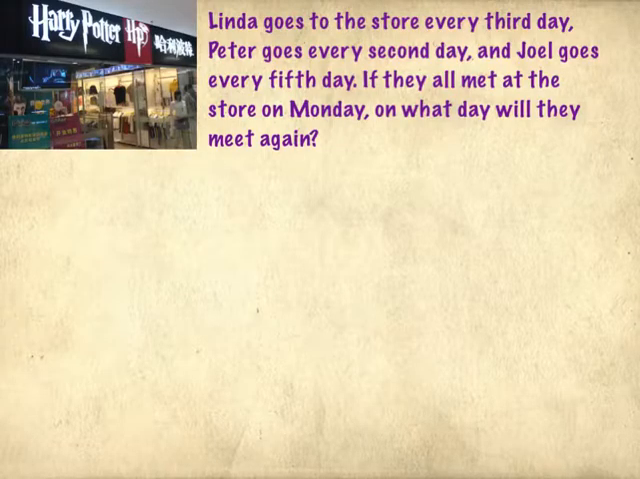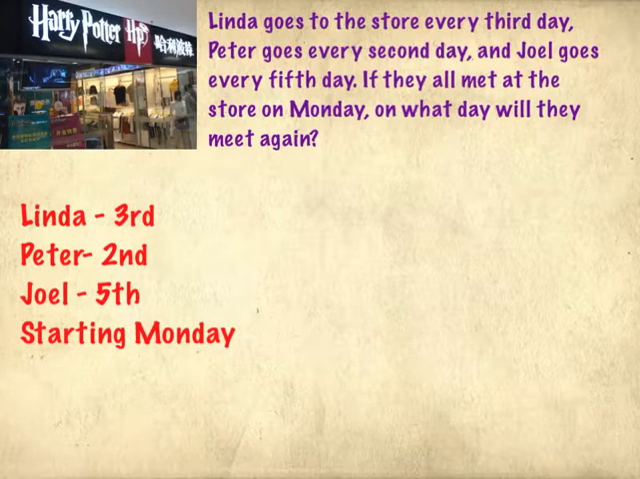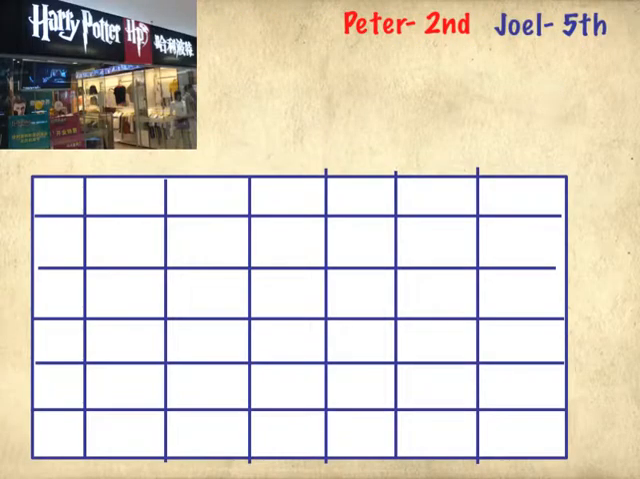We're going to write down, first of all, the most important information we need to pull out of this problem. Linda goes every 3rd day, Peter every 2nd day, Joel every 5th day, and it all started on a Monday. As you can see, I've written down my important information: Linda 3rd, Peter 2nd, Joel 5th, and I know it all starts on Monday.